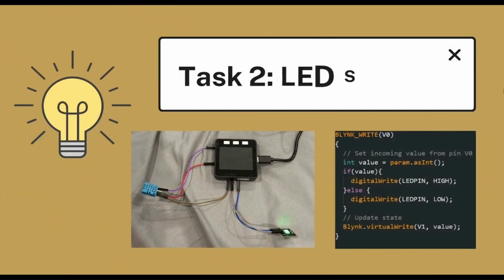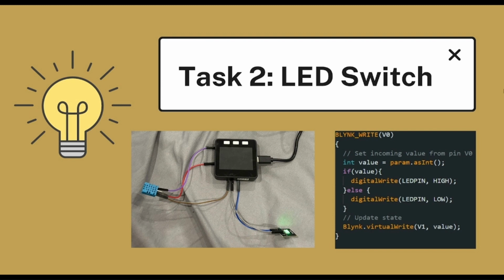Moving on to task 2 of our project, we will be discussing how to control an LED using the Blink app. To do this, we will write a function that receives a value from the Blink app and uses that value to control the LED. The value we receive from the Blink app will be stored in the V0 variable. When we click on the on button, the value of V0 will be set to high, indicating that we want the LED to turn on.